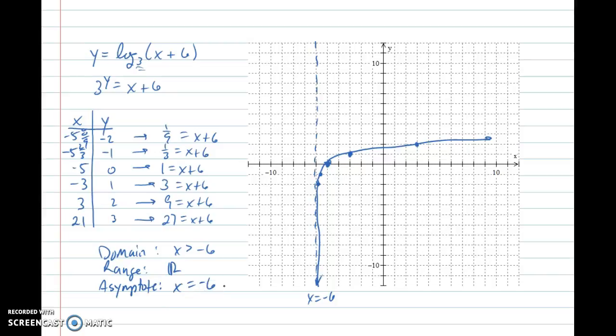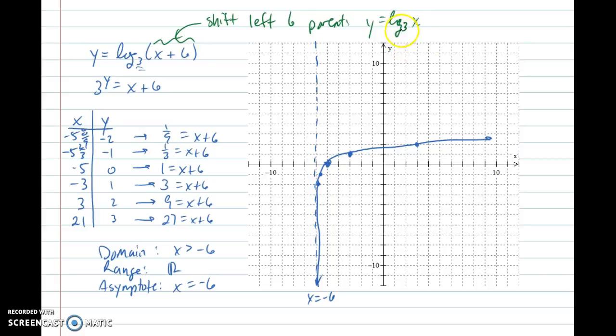Remember our idea about transforming functions. When you see an x plus 6 in here, this just means shift left 6. And what are we shifting left 6? The parent function is y equals log base 3 of x, which looks just like the other log graphs we've already drawn, and all we're doing is shifting it. Sorry, I'll make that easier to read.